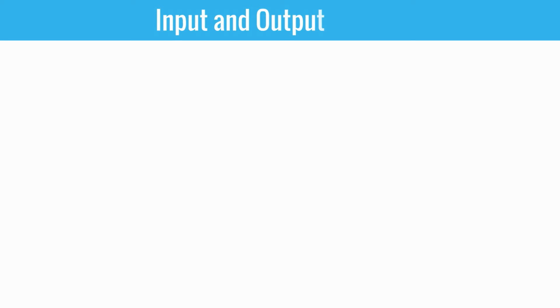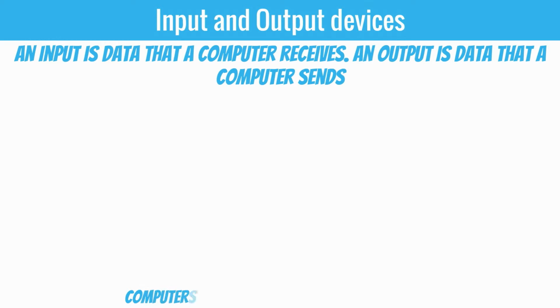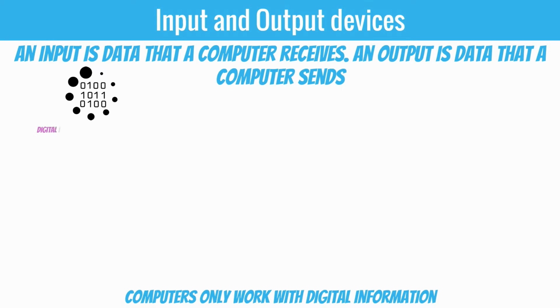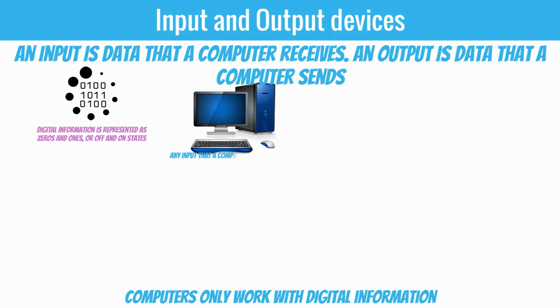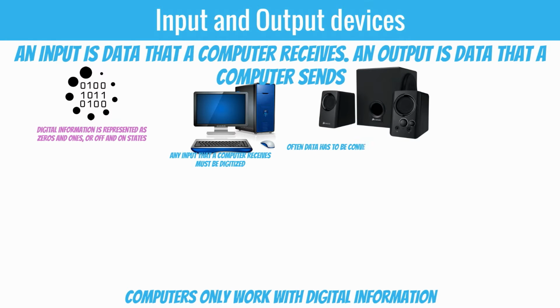Input and output devices. An input is data that a computer receives. An output is data that a computer sends. Computers only work with digital information. Digital information is represented as zeros and ones, or off and on states. Any input that a computer receives must be digitized. Often data has to be converted back to an analog format when it's required for output. For example, the sound from a computer's speakers.